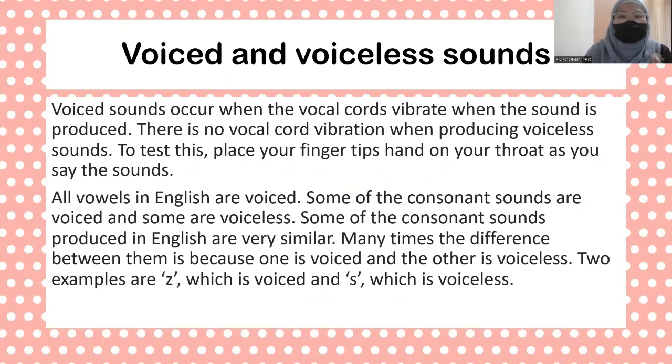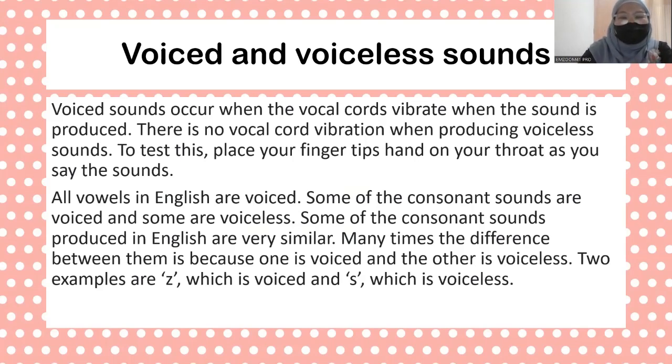In phonology, we also learn about voiced and voiceless sounds. Voiced sounds occur when the vocal cords vibrate when the sound is produced. There is no vocal cord vibration when producing voiceless sounds. To test this, place your fingertips on your throat as you say the sounds. For example, the words pat and bat. It applies differently when I say the word bat. My vocal cords are vibrating, but when I'm saying pat, the vibration is not that high.